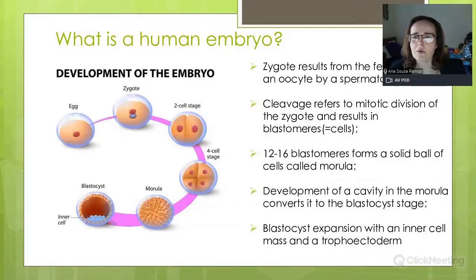Afterwards, it keeps on cleaving, and it will get more and more cells until, in the end, it gets to a blastocyst stage, what we call the pre-implantation embryo. Comparing to the natural cycle, it's the embryo stage before hatching in the uterus of a female.